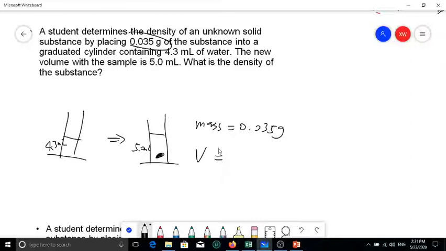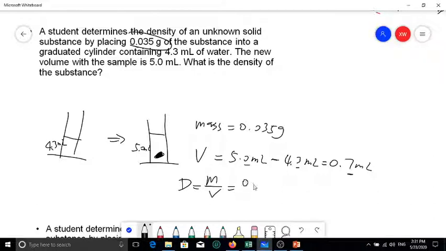And the volume of the substance is going to be the difference between the volume with the substance minus the volume without the substance. So it's going to be 5.0 ml minus 4.3 ml, which is equal to 0.7 ml. Again, this calculation is a subtraction, and since both volumes have 1 decimal, it's perfectly okay to keep it at 1 decimal. So the density of this substance will be the mass over the volume, which is equal to 0.035 grams over 0.7 ml.